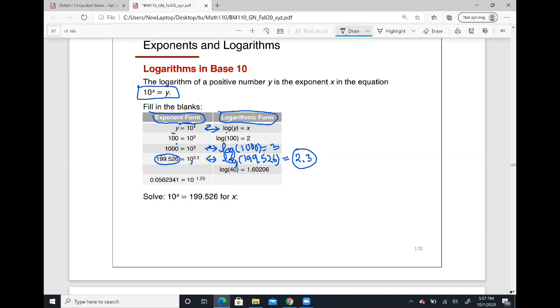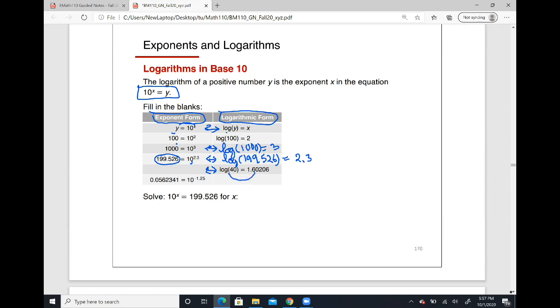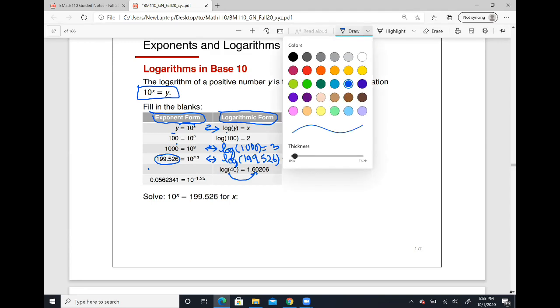Now, conversely, I want to convert from log form to exponent form. You actually have to remember that the base here is 10 to the power of the exponent here. So I have 10, and I'm going to try to have a smaller one.